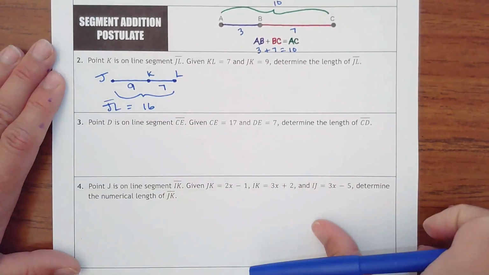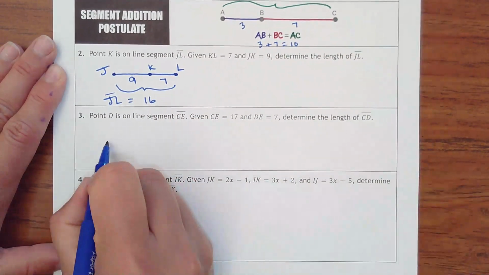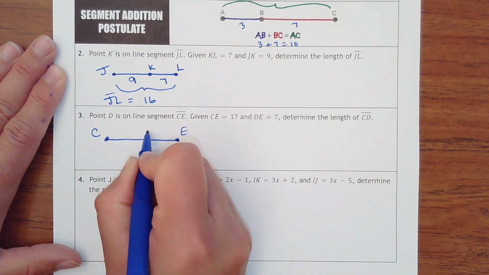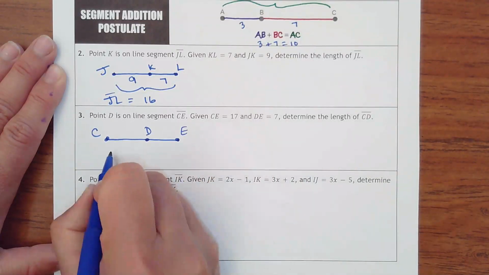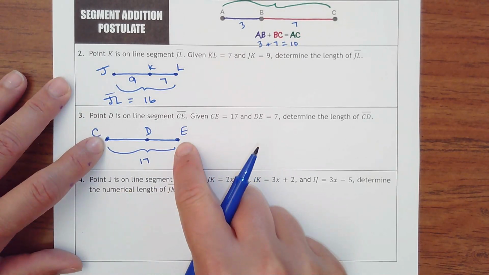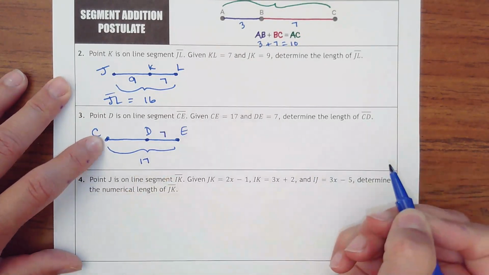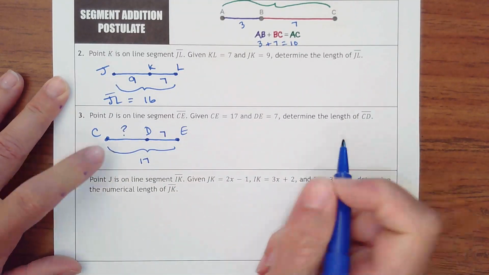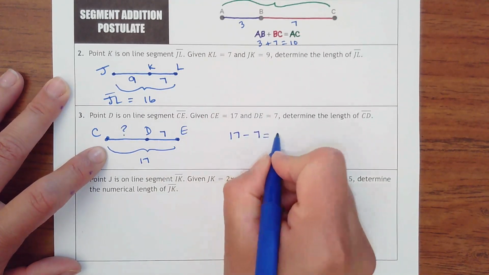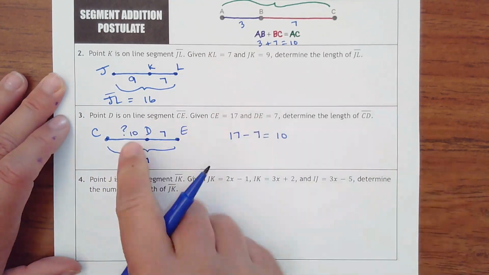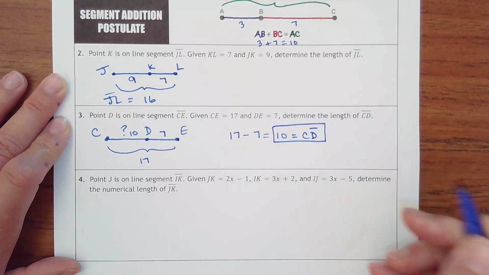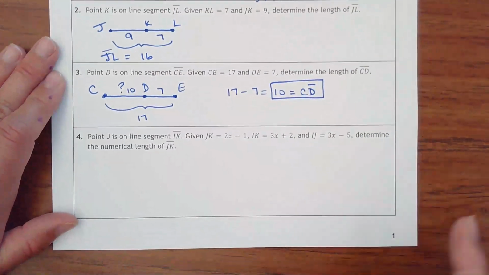All right, number 3. Point D is on line segment CE. So I'm going to draw another segment here. Endpoint C, endpoint E. D is somewhere inside of here. CE is 17. So be aware that they're telling you the total distance from one endpoint to the other. DE is 7. Find the length of CD. So this time you would have to subtract. You would have 17, take away the 7, and get that this part is 10, because 10 plus 7 makes 17. Pretty simple.